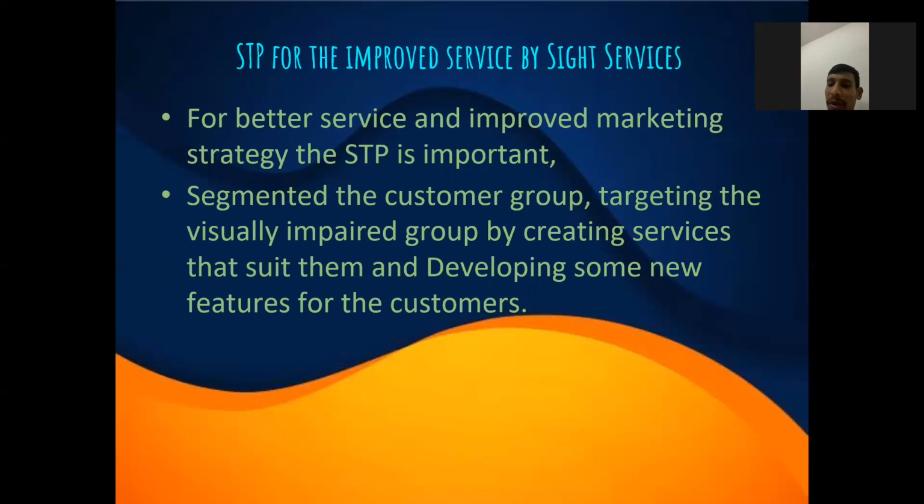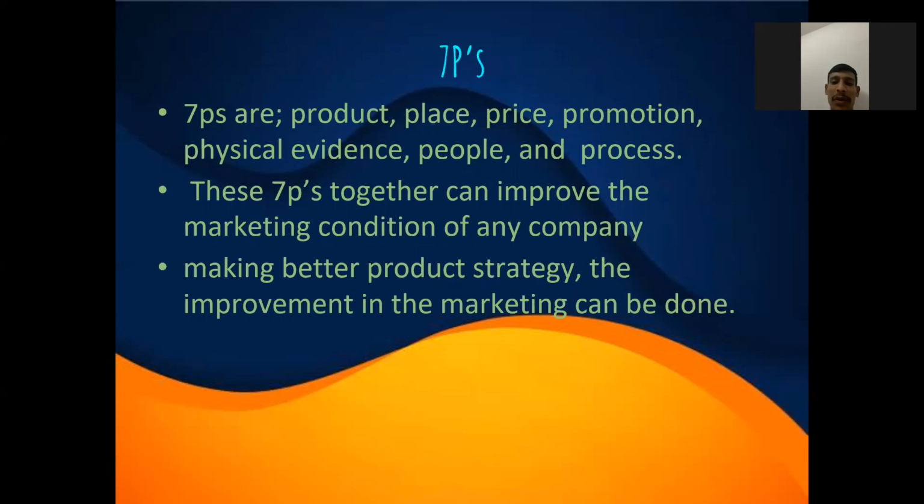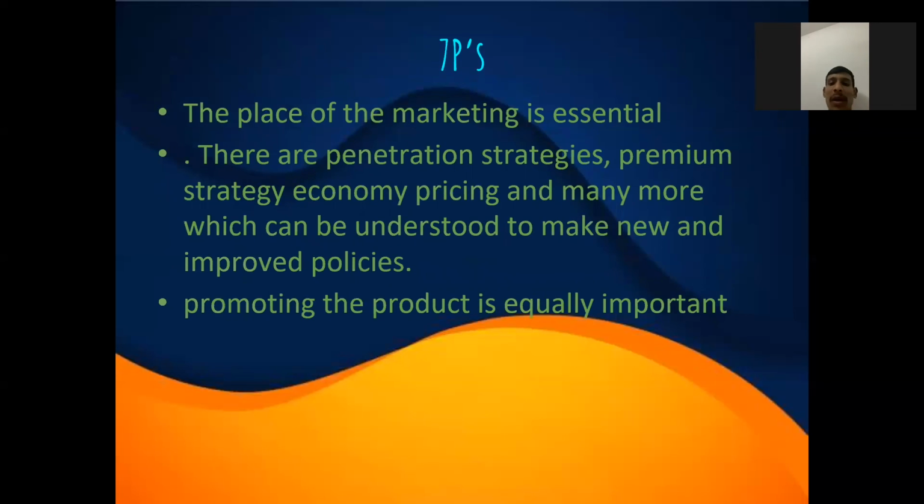Next, STP to improve the service of the site service. For better service, improve the marketing strategy. STP is the most important. Analysis of the commercial benefits and value of the specific customer group, targeting the value of the improvement. Next, the 7Ps analysis of the new service. The 7Ps are product, place, price, promotion, physical evidence, people, and process. The 7Ps can improve the marketing of any company. Marketing builds a better product strategy and improves marketing.